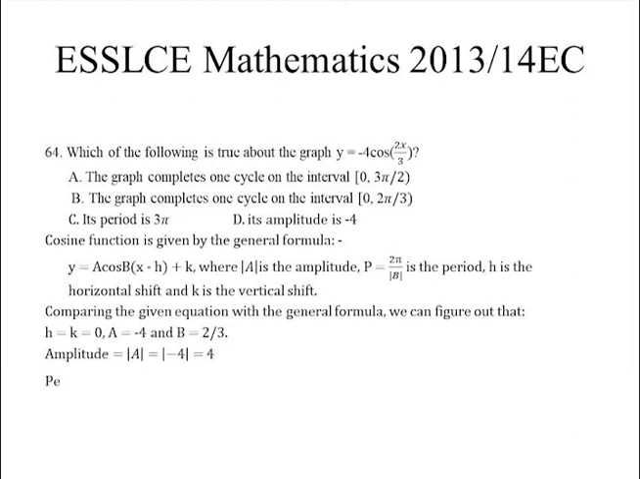Period, which is equal to 2 pi over the absolute value of b, is equal to 2 pi over the absolute value of 2 over 3. 2 crossed out by 2, we are left with pi over 1 over 3. Pi over 1 over 3 means 3 pi. Choice C is true. If the period is 3 pi, the graph completes one cycle on the interval 0 to 3 pi. Thus, choice A and choice B are not true. So the correct answer is choice C.